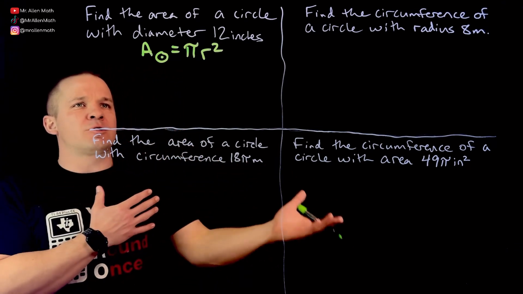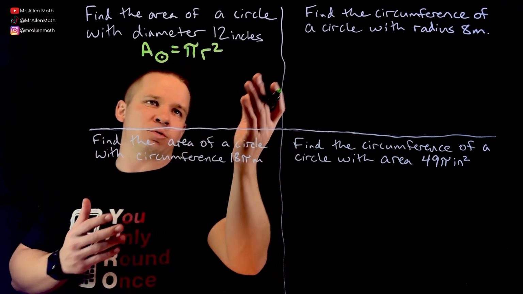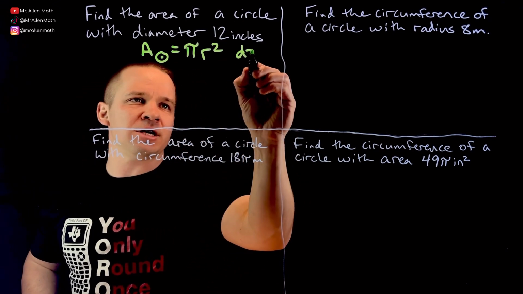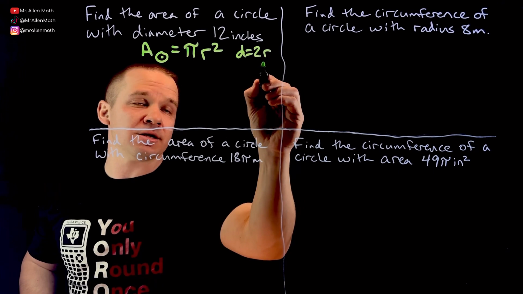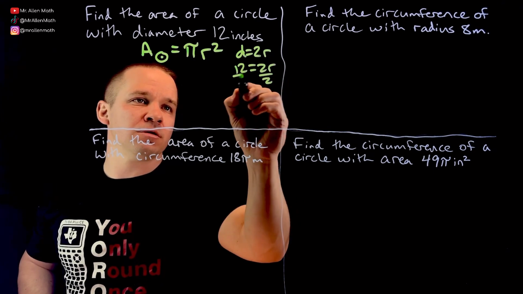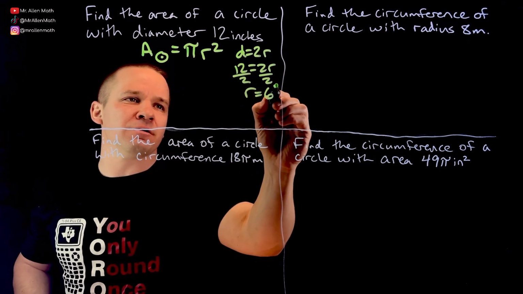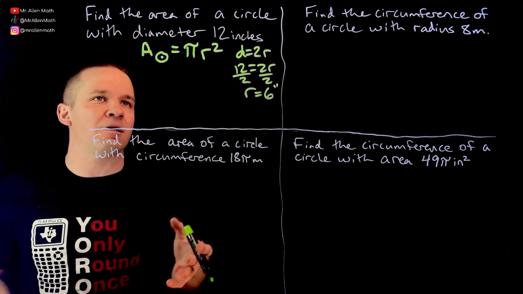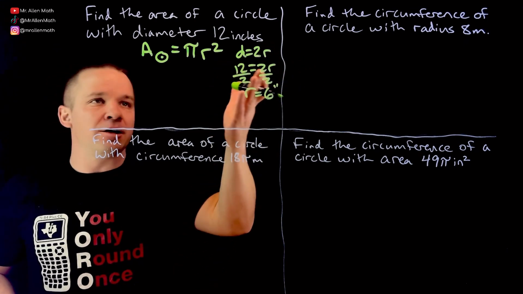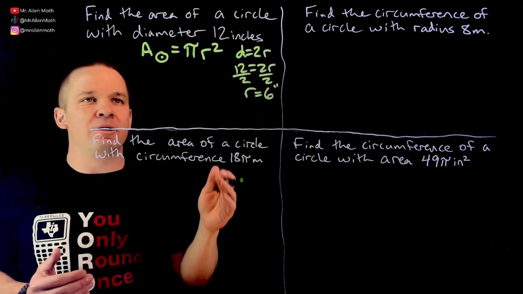So if it's pi r squared, that means I need my radius. Well, my diameter is 12 inches, but I know that diameter is equal to 2 times my radius. So if I throw 12 there, then I can just divide by 2, and I get r equals 6. You don't necessarily have to set up a whole little equation like I did there. You can just do that in your head if you'd like. It's 12 inches for the diameter, 6 inches for my radius, okay?